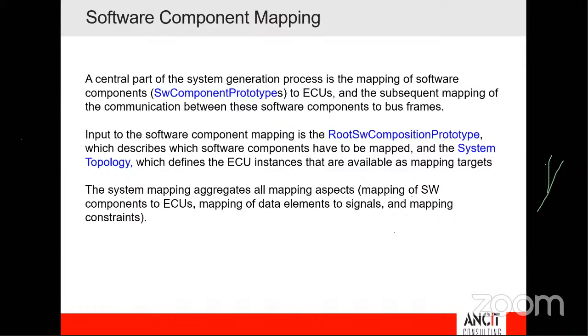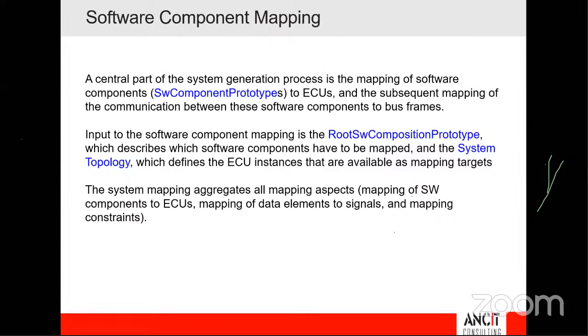All right. So like we said, we have two inputs to this mapping. One is the topology, where you have already created the instances and the communication connectors and the controllers. The second input is your software composition, which tells you, okay, the system is created and this is the system signal which is coming out.